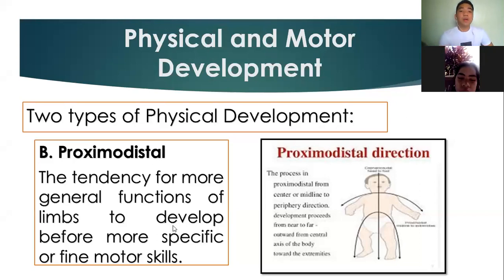So before more specific or fine motor skills. So the proximal-distal supports the theory, or not theory, but I think principle, that a person starts to develop their gross motor skills first, moving toward their fine motor skills. Okay? So don't forget, there are two types of physical development. We have cephalocaudal and proximal-distal.